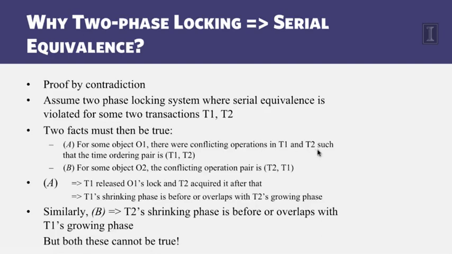Now, because of the first T1, T2 pair, and because of the way two-phase locking works, the growing phase first and then the shrinking phase, T1 must have released O1's lock in its shrinking phase, and then T2 acquired the lock after that, which means that T1's shrinking phase is either before or overlaps with T2's growing phase. Okay? That's just by definitions. But then using the same argument on O2, we can argue that T2's shrinking phase is before or overlaps with T1's growing phase. However, this cannot be true because you can't have both of these statements be true, because the growing phase only occurs before the shrinking phase in each transaction. And that is the contradiction over here.